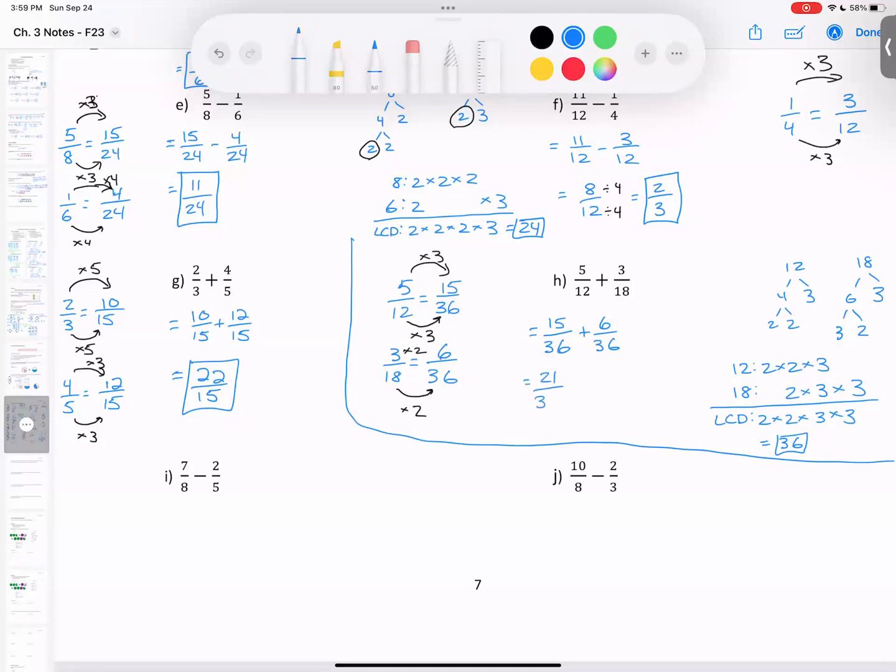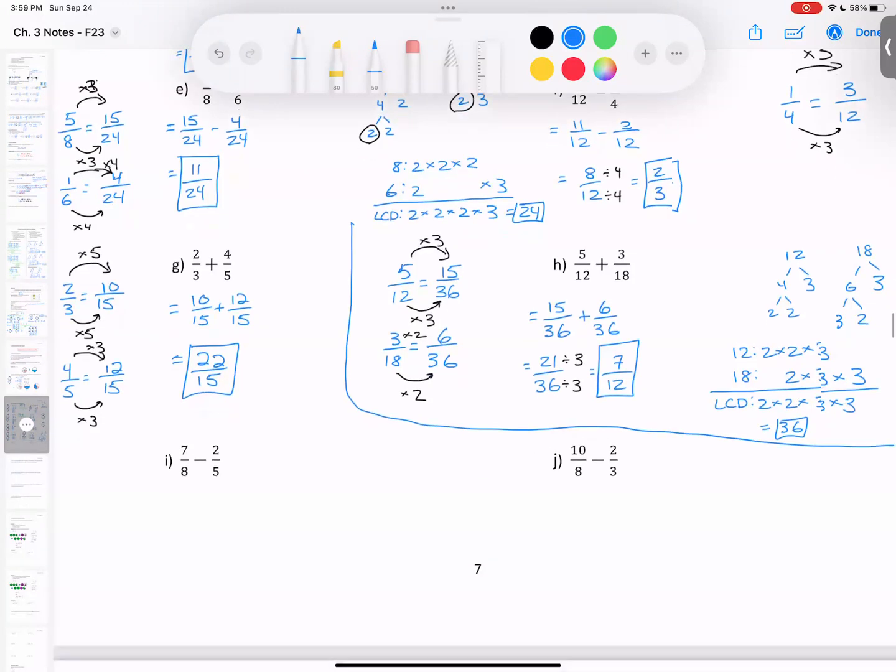21 over 36. Both of those are divisible by 3. I could figure out the greatest common factor, but I'm just going to try dividing by 3 and see if that is as simple as I can go. So that gives me 7 over 36 divided by 3 would give me 12. So 7 over 12, that would be my final answer for that one.